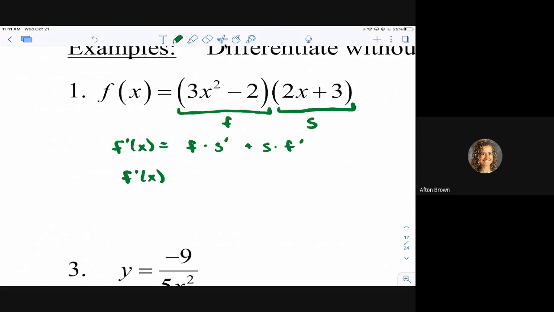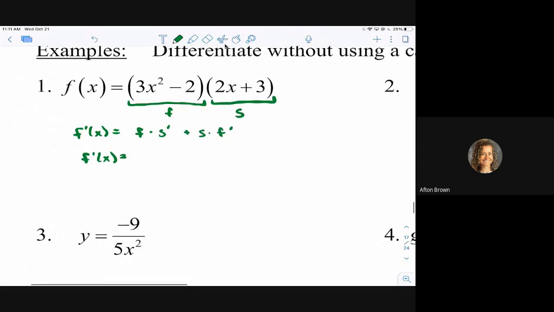Okay, so f prime, I need the first function. What's the first function? What do I write for f? 3x squared minus 2. Perfect. Notice I'm just going to keep it in parentheses. There's the first function. Then I need to multiply it by s prime. S prime stands for the derivative of the second. What's the derivative of our second function? 2. So I times it by 2. I add the second function. Again, keeping it in parentheses. And then f prime, what does f prime stand for? What's that mean? Good. And what is the derivative of the first? 6x. Very good.